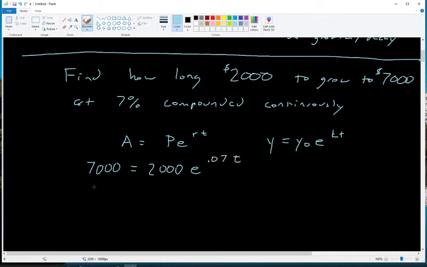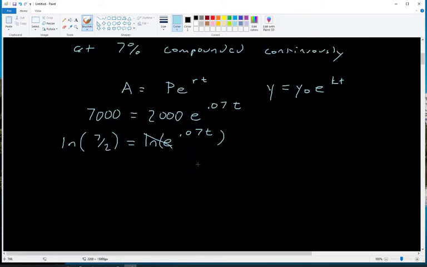So I would divide the 2,000 across, and I'd get 7 halves is e to the 0.07 t. To undo exponential base e, I apply natural log to both sides. That's the logarithm base e that cancels. And then I'm left with 0.07 t on that side, so I just divide the 0.07 across. And this will tell me how long that takes.